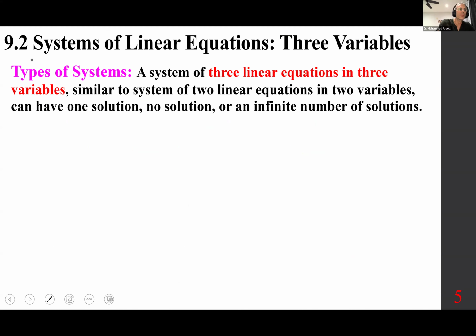And now, 9.2, systems of linear equations in 3 variables. Types of system. A system of 3 linear equations in 3 variables, similar to a system of 2 linear equations in 2 variables, can have one solution, no solution, or an infinite number of solutions.